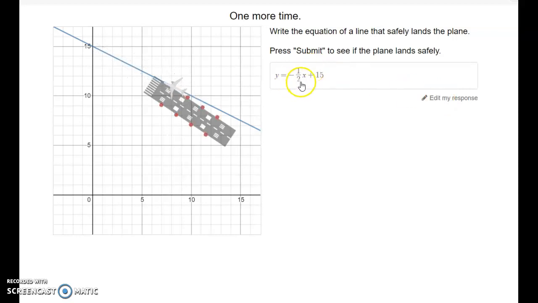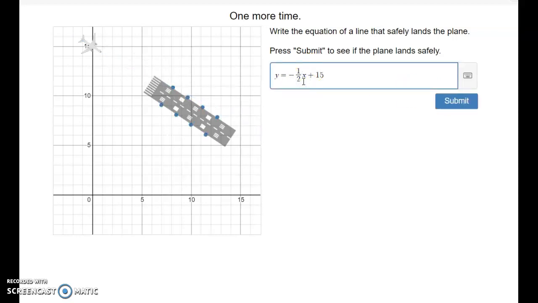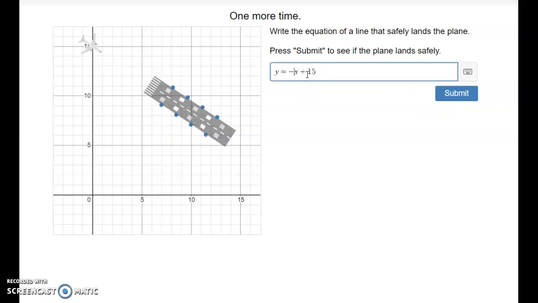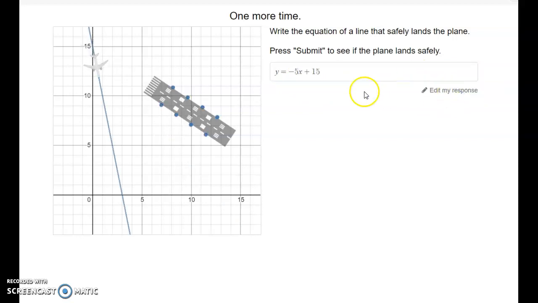Okay, close. We got closer to the tarmac. Let's try negative 1/3. Nope, still steep. So I know it's going to be negative. Maybe let's try like 1.2. Nope. Okay, so let's try a larger number. -5, why not? Even more steep.